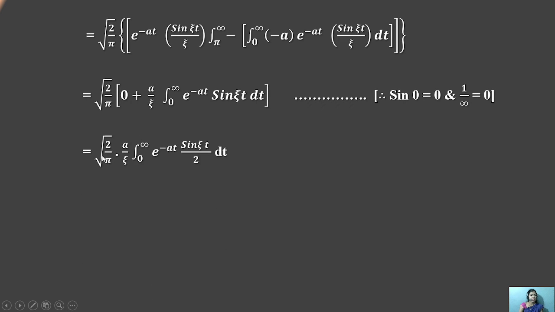Okay, after that, square root of 2 by pi multiplied by a by ξ, integration 0 to infinity e to the power minus at sin ξt dt. How is it converted into this form? We use the formula: the integration of sin ξt equals minus cos ξt upon ξ, and the derivative of cos, d by dt of cos ξt, is converted to sin ξt.